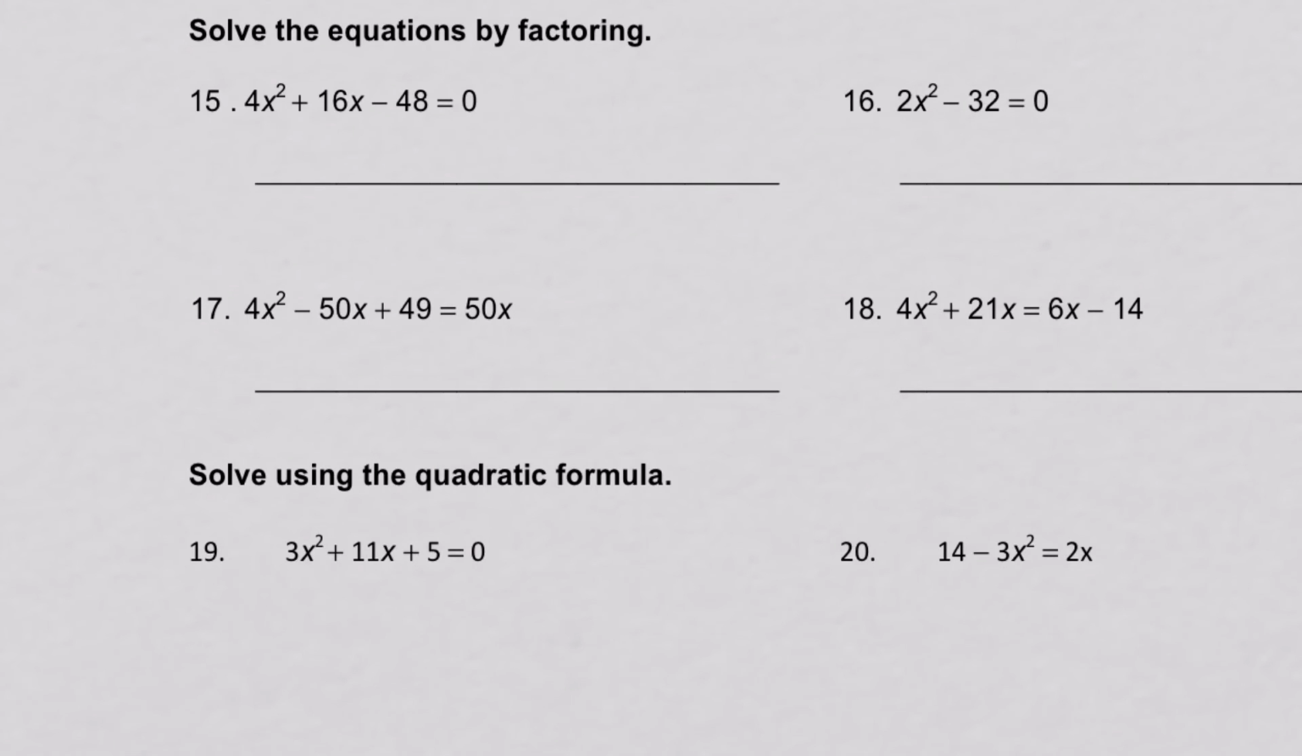Alright, for 15, 16, 17, and 18, I'm going to skip the work right here because I feel like the majority of you guys are okay with factoring, so there's no point in me spending more time on this one. The only thing I will remind you of here is that on 17 and 18 as well, you need to take this 50x and move it over to the left side so that you can factor out, because they always have to be equal to 0. On this one too, subtract 6x and add 14 so that you could have a 0 on the right side, and that way you can factor.